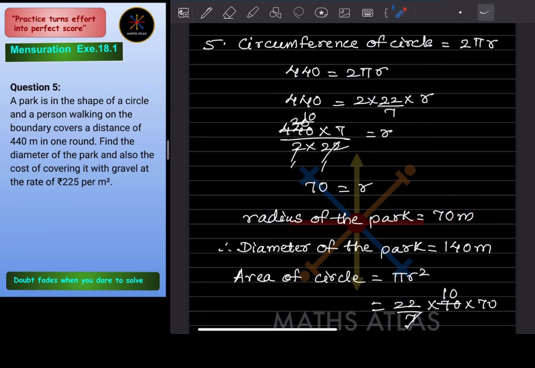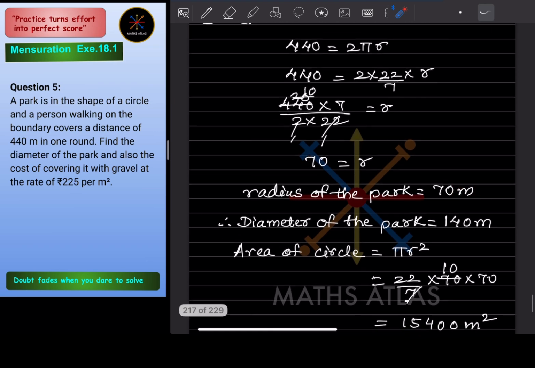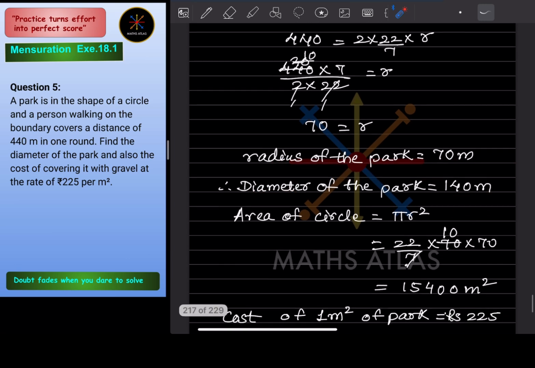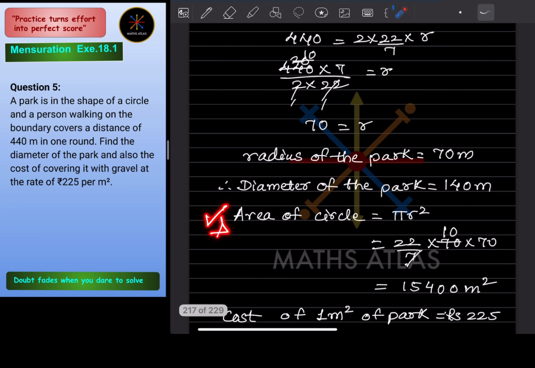So now first thing you have to do, find the diameter of the park, they have asked. Diameter is equal to twice radius, twice r. So that will be 2 into 70, that is going to be 140 meter. Now we will see here, this is an important point. Just look at the last sentence. They have said find the diameter of the park and also the cost of covering it with gravel at the rate of rupees 225 per meter square. Per meter square is given.